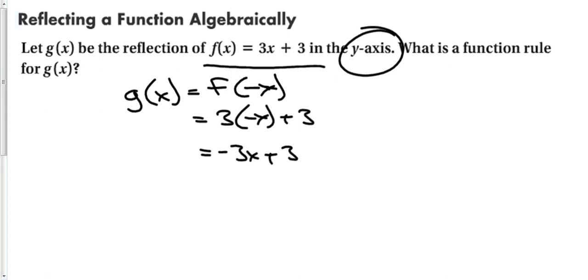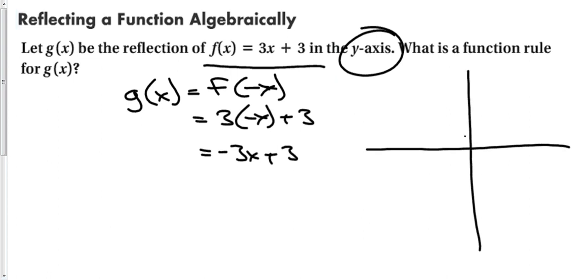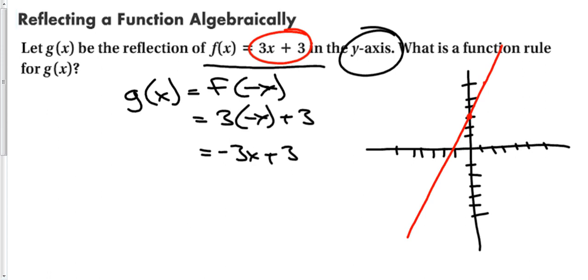So my function becomes negative 3x plus 3. And if I were going to graph these two, let me do the original function right here in red. My intercept is 3, so I put a point there. My slope is 3, so that's up 3 over 1. Here's my original function. Now let's graph this one in green.